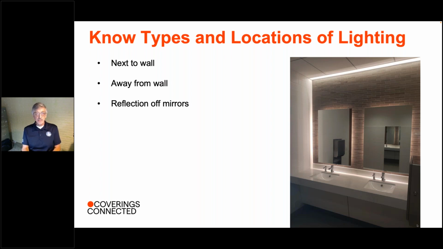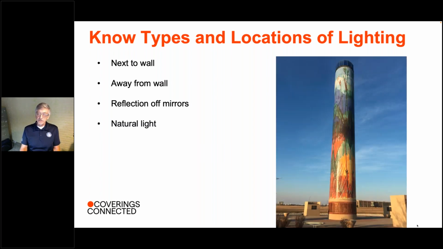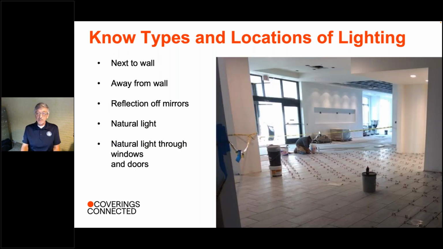We're the last person in the chain of command for the installation, in the chain of installation before that installation is. So let's look at whether the light is next to the wall, whether it's away from the wall, whether it will be reflected off mirrors, whether it will be an exterior installation and lit 360 degrees, whether there's a lot of doors and windows that will have natural light coming in and enhancing or maybe degrading the viewing of our finished installation. Look at the door and window placement and how that will affect.